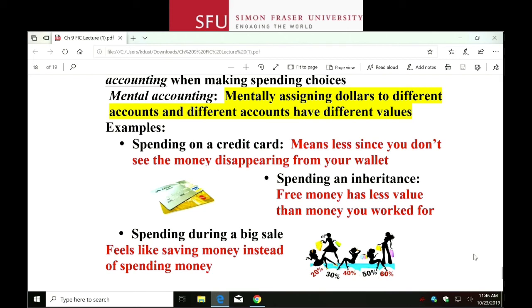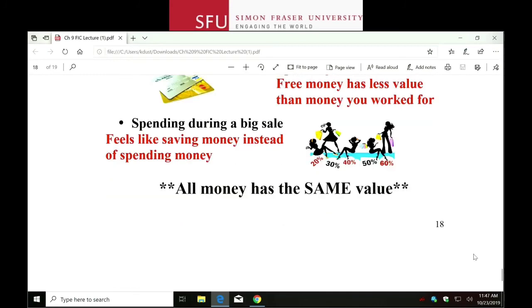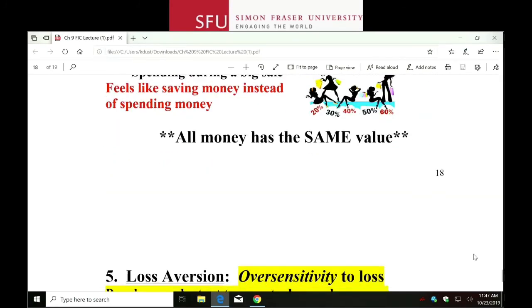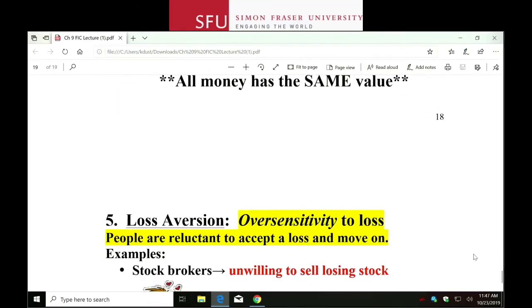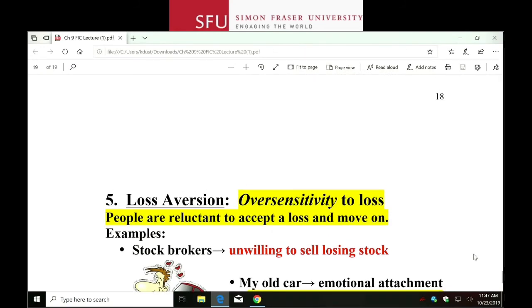Okay, now a couple more. The next one is actually related to sunk costs again, and it's related to the idea that it's hard for us to let go of sunk costs. So this is called loss aversion, and it's about our oversensitivity to losses.